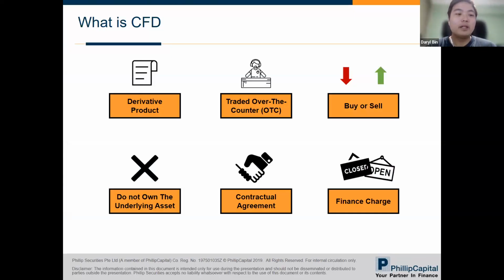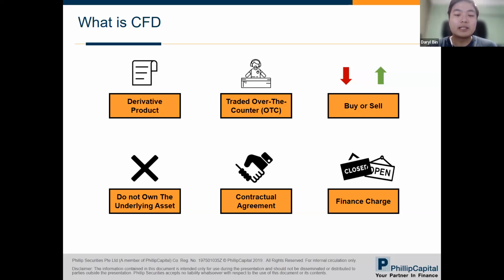Okay, so everything for CFD is just a brief explanation. If you wish to find out more about CFD, please do your own research. So what is CFD? CFD, which also means contract for differences, is a derivative product, which means that it has value derived from another underlying asset. It is traded over the counter via a broker dealer network, which in this case, if you are trading with Poems, means your trade is under Philip.